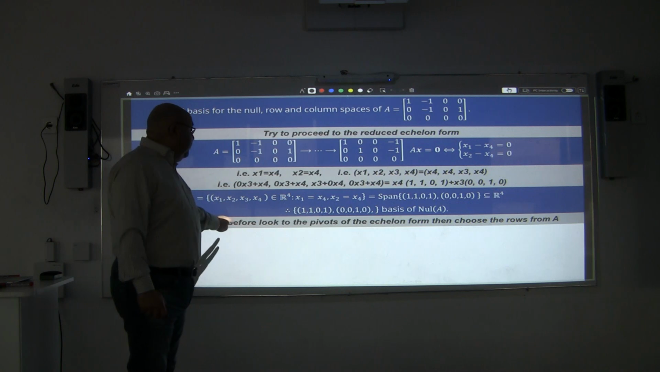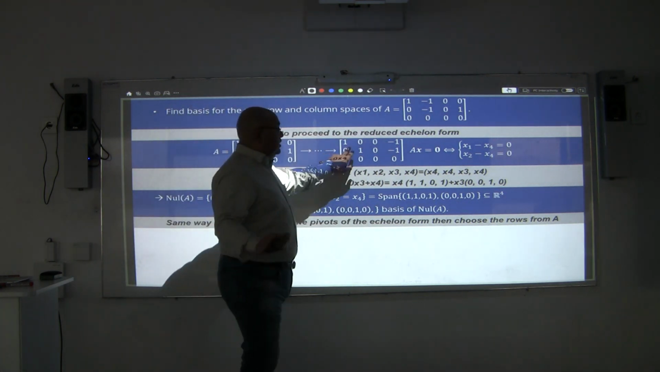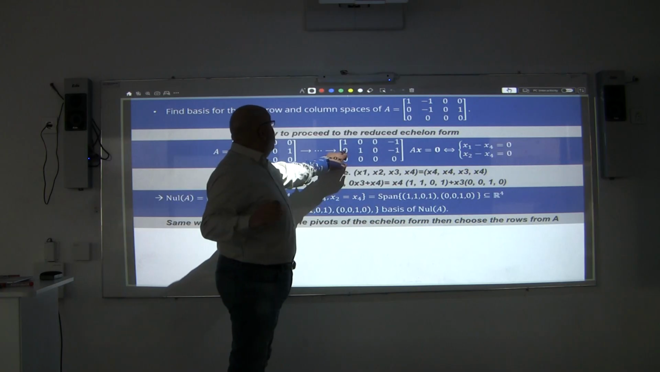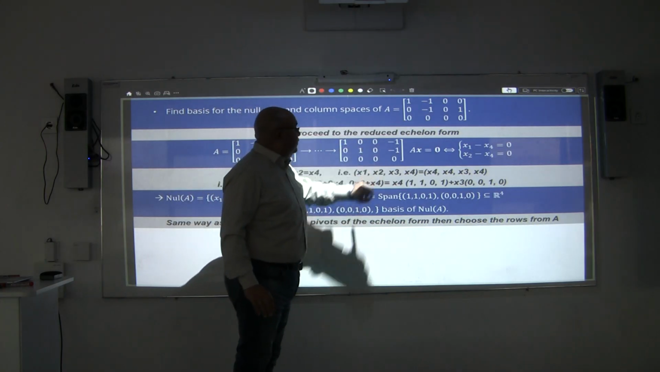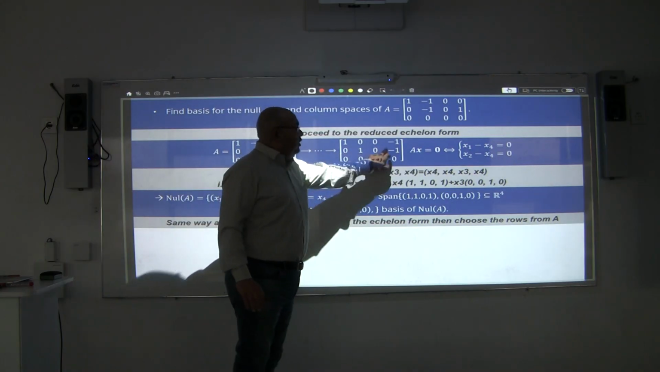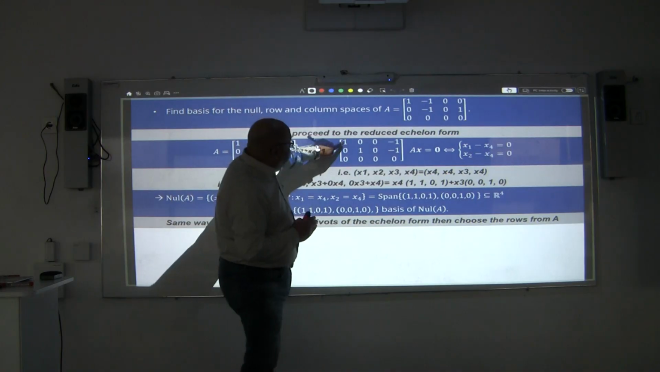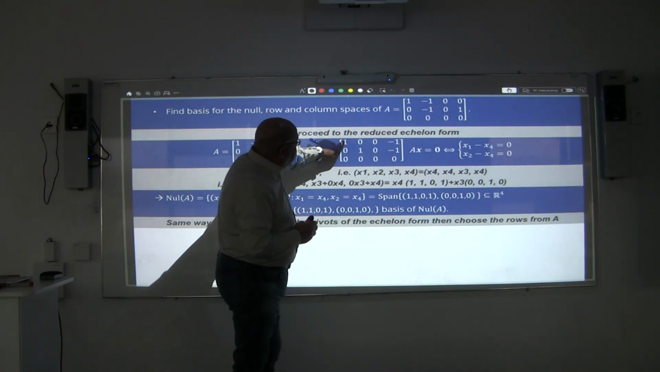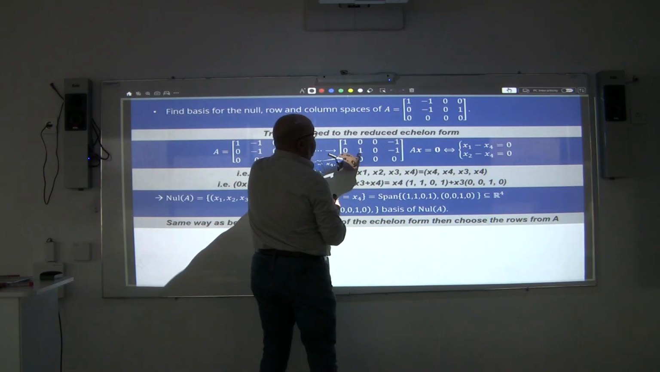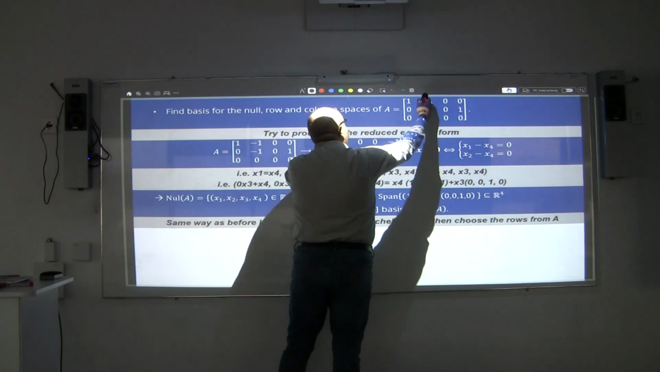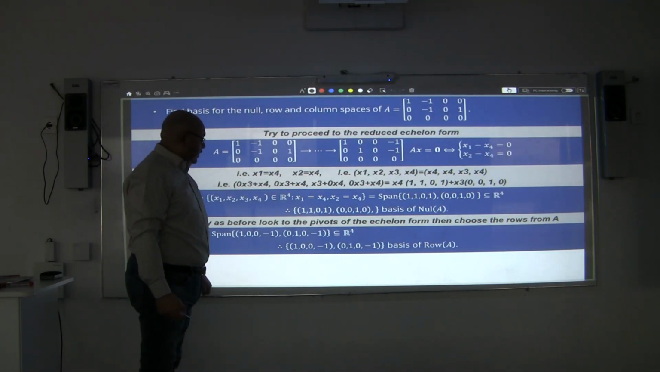Same way as before, look at the pivots of the echelon form. If I look first at the span of the row space, it is very simple, which is 1, 0, 0, negative 1, 0, 1, 0, negative 1. And for the span of the column space, remark that the pivot of the first column already exists, so it's going to be the first column. The pivot of the second column also exists, so the second column is the vector.